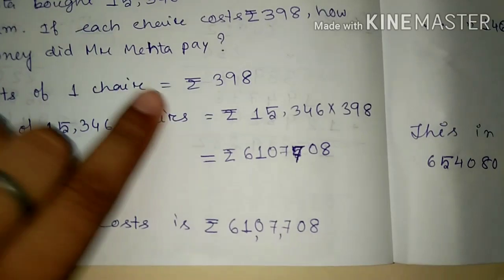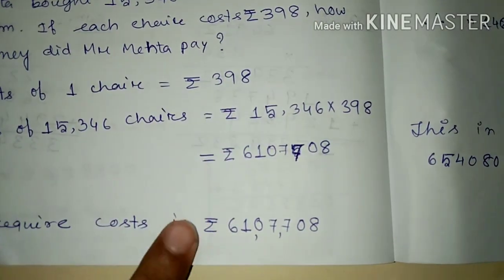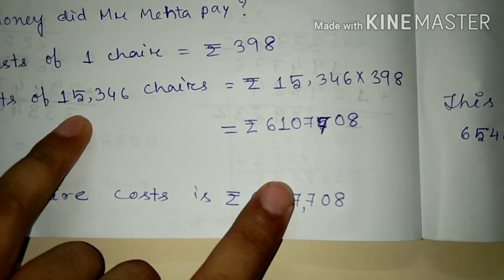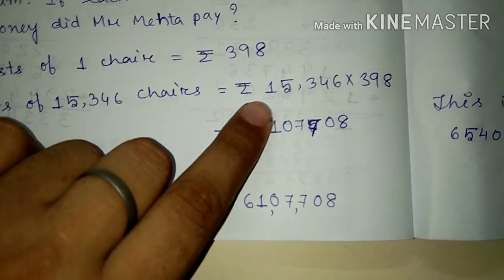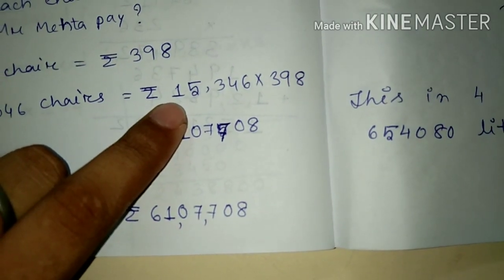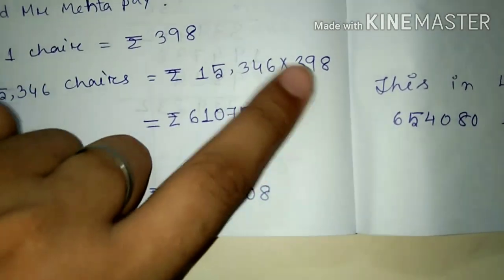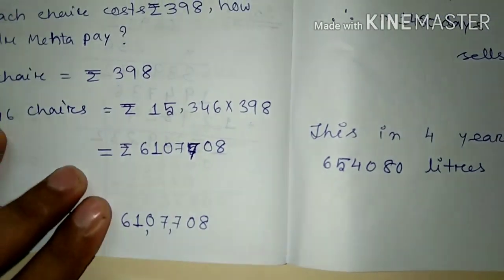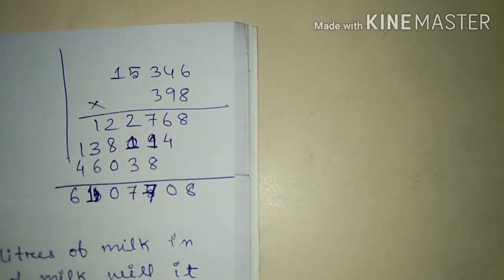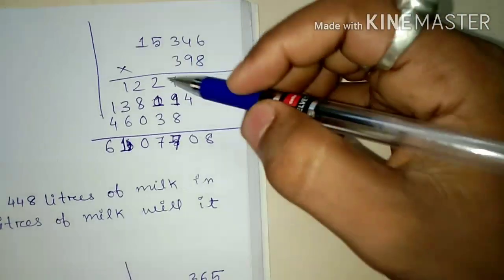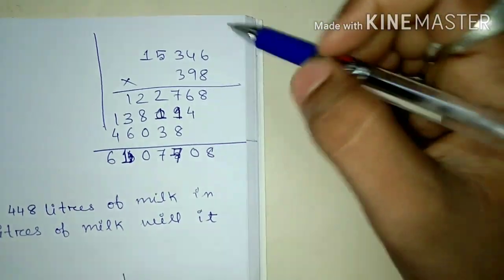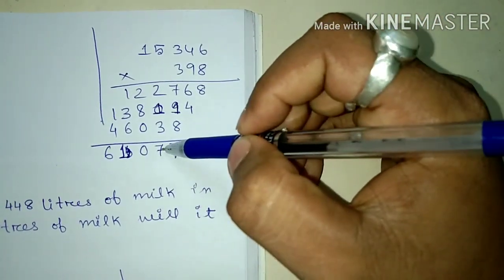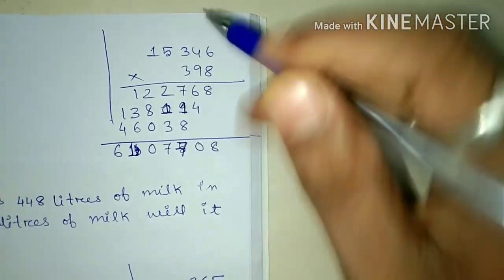So cost of one share is equal to what? 398. Therefore cost of 15,346 shares is equal to 15,346 into 398, and if you multiply this you will get this. Okay, now the multiplication part you see here. Some mistake is there. So this is 1, this is also 1. Okay, so a simple multiplication is there. So finally you will get 6107708. This is the final result.